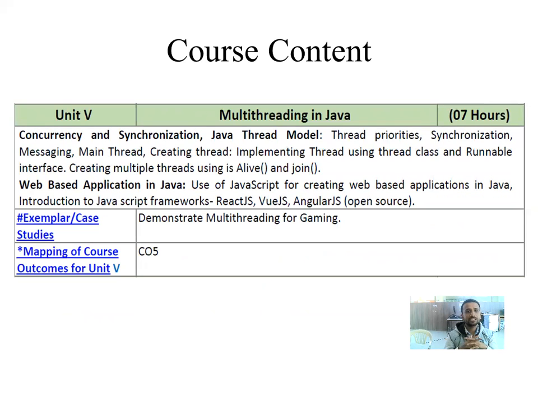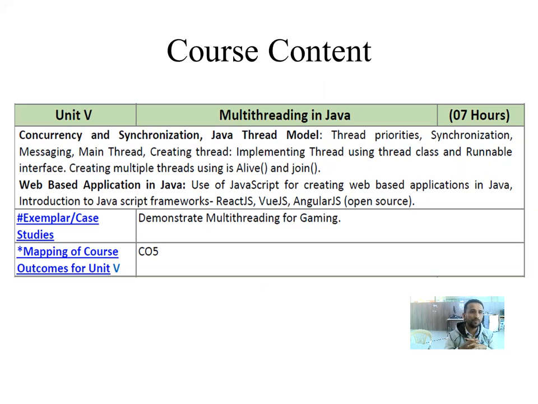Then the next, fifth unit is multi-threading in Java. With the help of this fifth unit, we are going to cover concurrency and synchronization by using the Java thread model, with different subtopics under this topic. All these topics we are going to discuss one by one in separate lectures, and we will learn how we can implement multi-threading in Java programming.